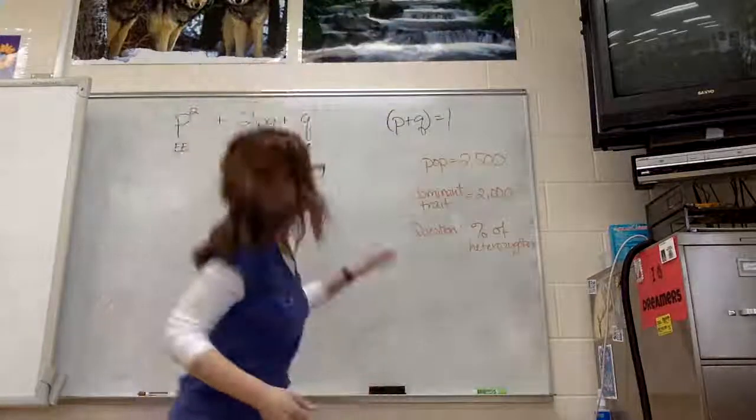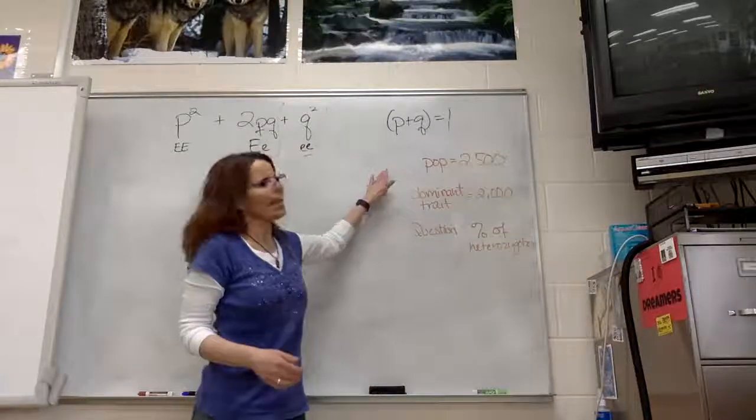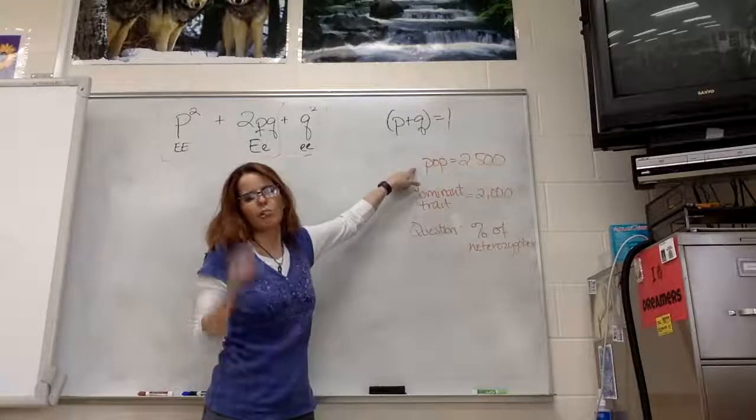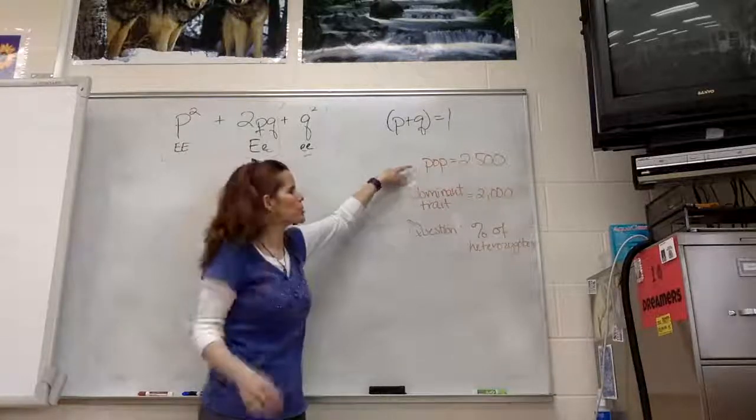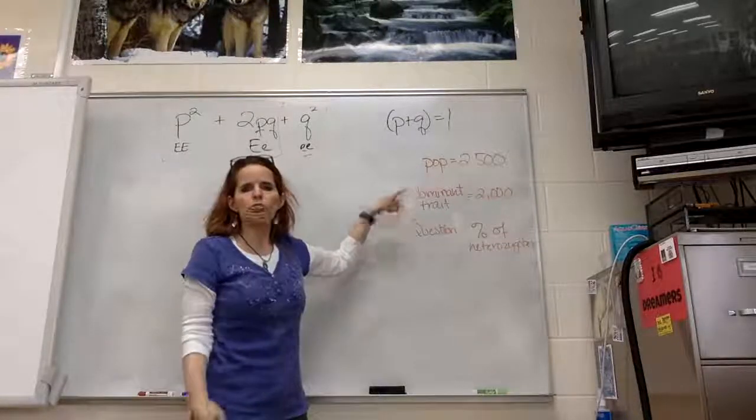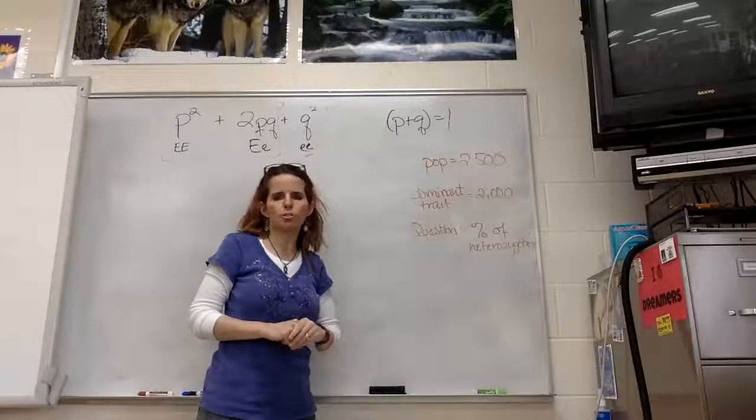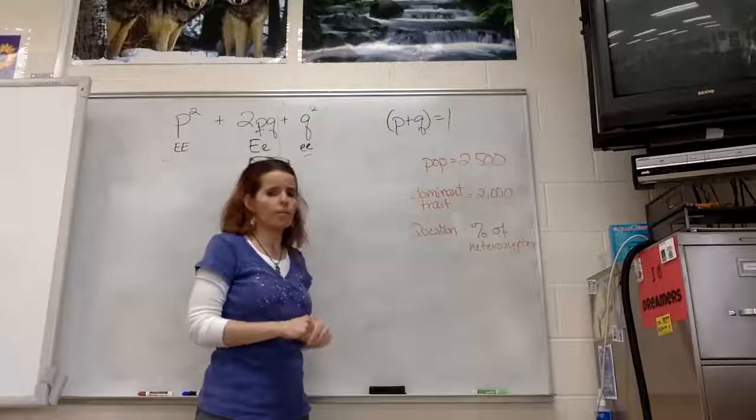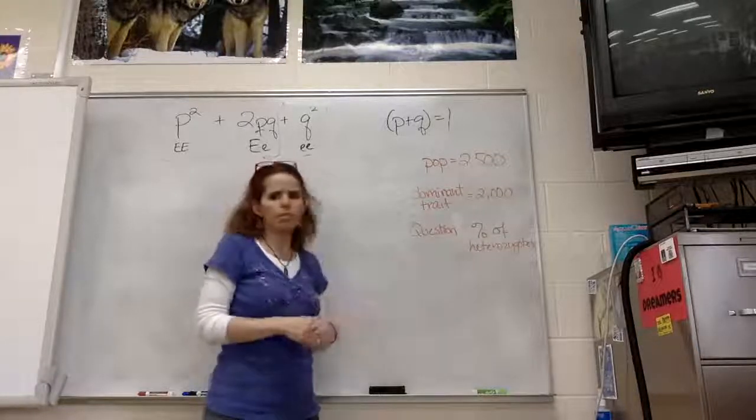So I've written a story problem up on the board, and I'm just going to solve it with you quickly. Imagine that you have a population of 2,500 individuals. The dominant trait, 2,000 of them have the dominant trait. And the question that we're going to try to solve today is what percent of that population are the heterozygotes?